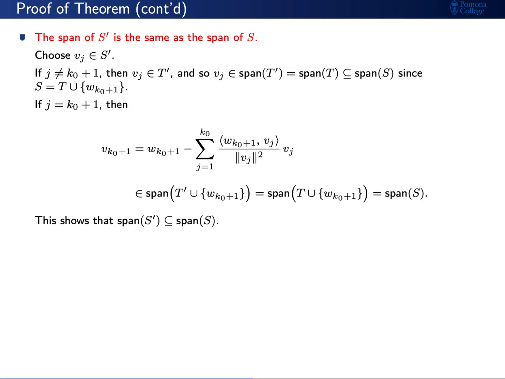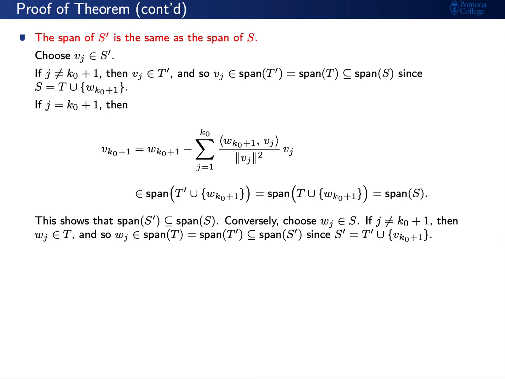Now let's say that j is k0 plus 1. Looking at the definition of v sub k0 plus 1, we see that this must also be in the span of S. So this actually shows now that every v sub j in S prime is in the span of S, showing that the span of S prime is contained in the span of S.